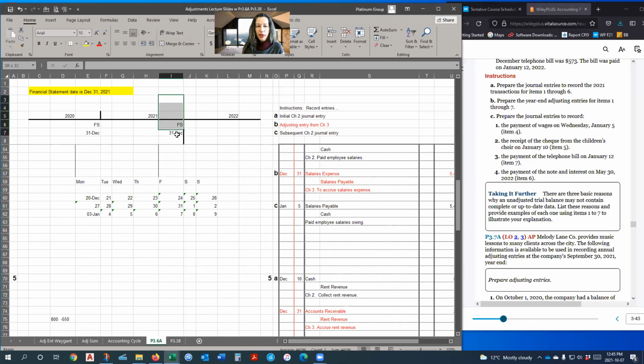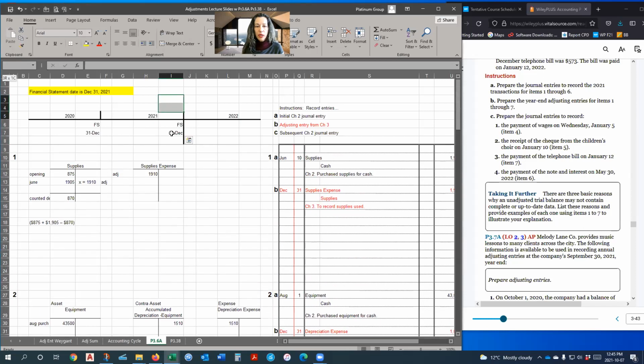So what we're looking at right here at the end of year 1, 2021, we've got our financial statement date on December 31st. So A, all these journal entries occurred throughout the year. Now on December 31st, we're looking at our trial balance. We're looking down our trial balance. We see that there's problems in our trial balance. Some of the accounts, due to the passage of time, are no longer correct. So we have to adjust them.